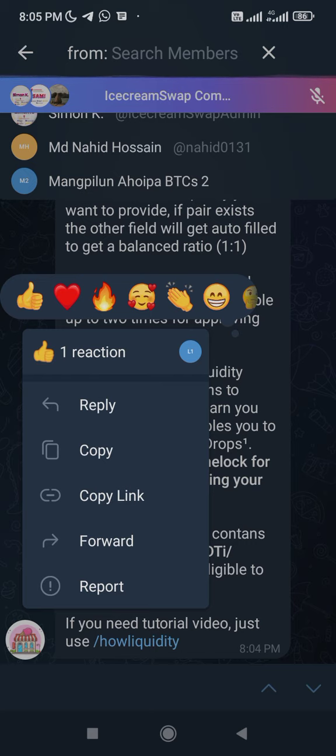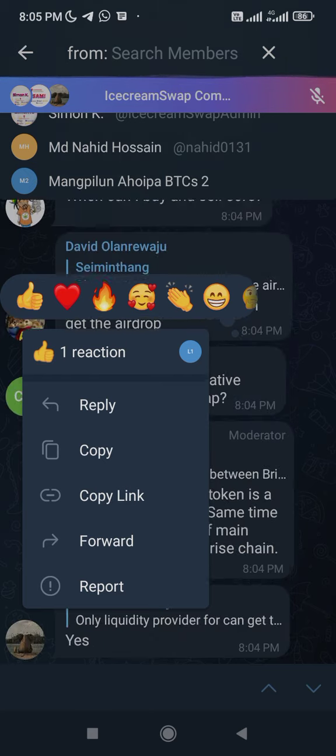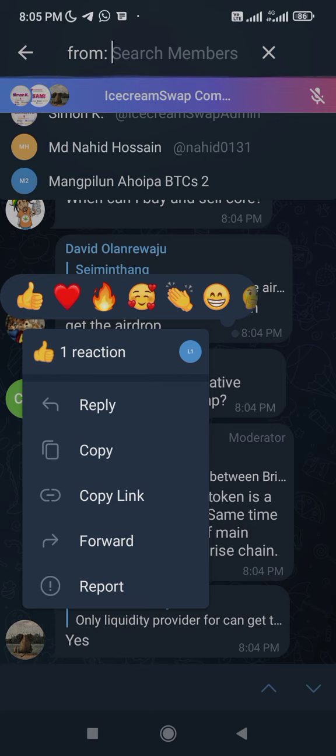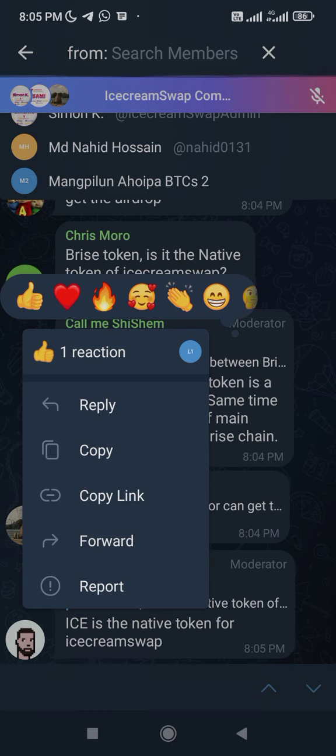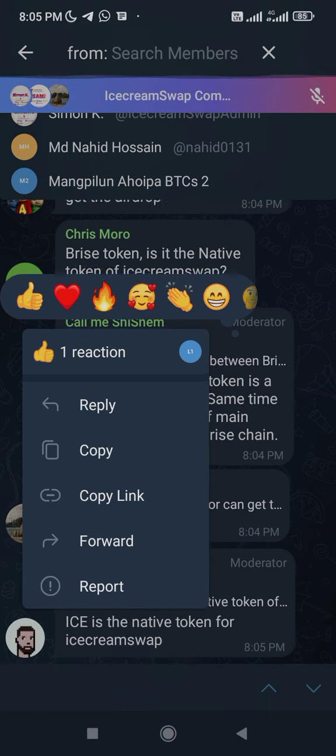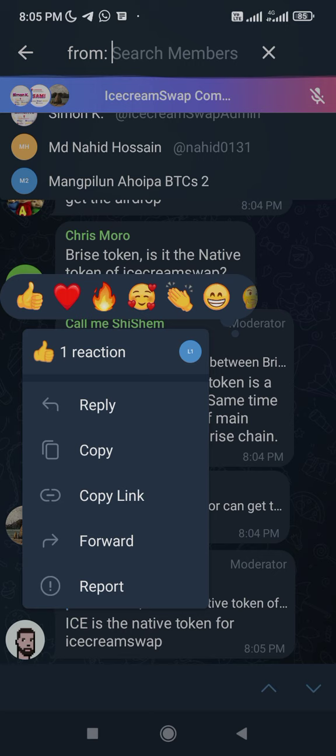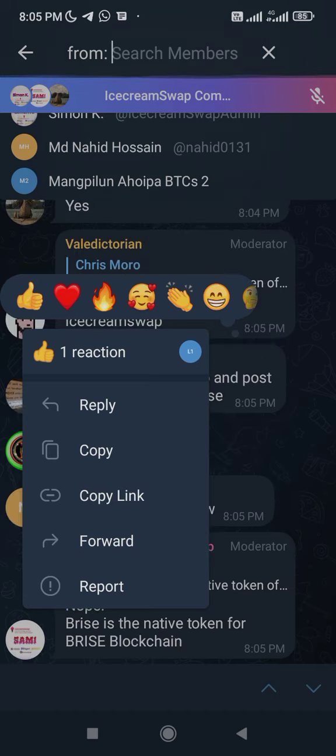What's the minimum and maximum one can pay for the liquidity? Not sure how to answer that question. You need to provide liquidity, and you can provide liquidity in whatever amount you want. So the more liquidity you provide, the more airdrops you get. Since the airdrops are a percentage of the value of your liquidity, the airdrops just scale with how much liquidity you provide.